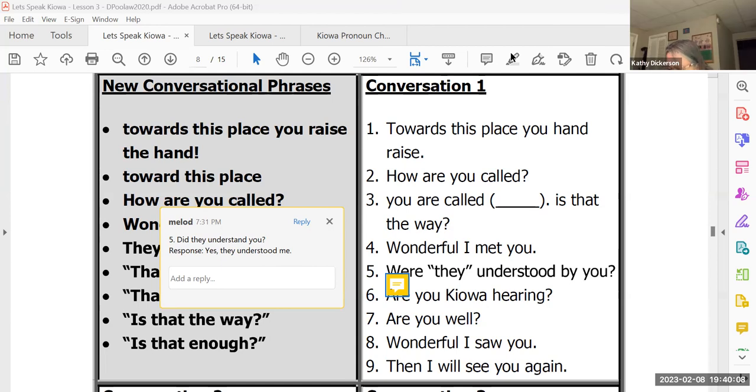Any feedback for them? That's good. Awesome. All right, next up: Nelson and Ramon.